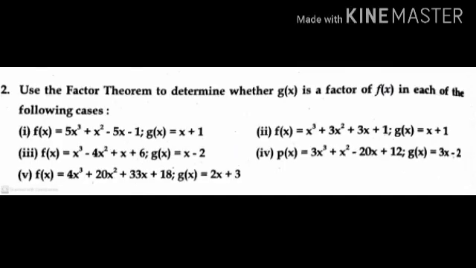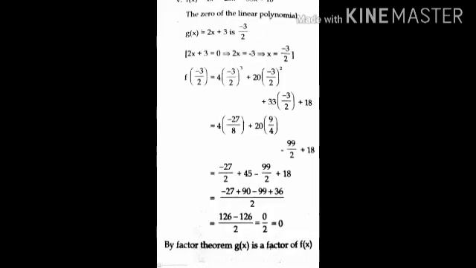Next question: use the factor theorem to determine whether g(x) is a factor of f(x) in each of the following cases. In this one, I will explain the fifth question and the remaining are homework. Question number 5: f(x) equals 4x cube plus 20x square plus 33x plus 18. Solution for the fifth question. The zero of the linear polynomial g(x) equals 2x plus 3 is minus 3 by 2.